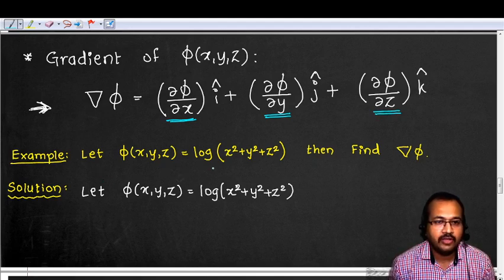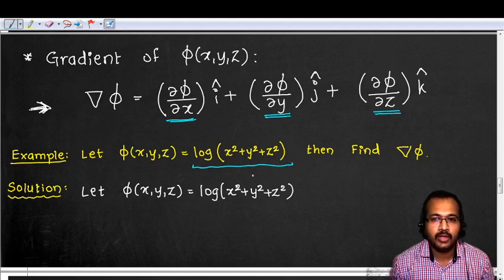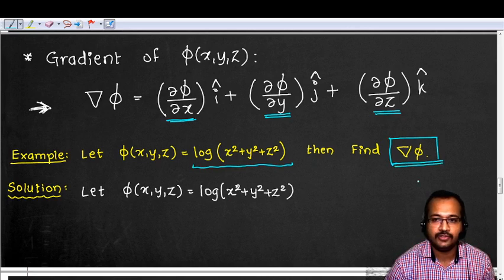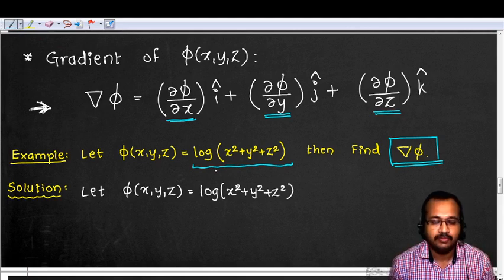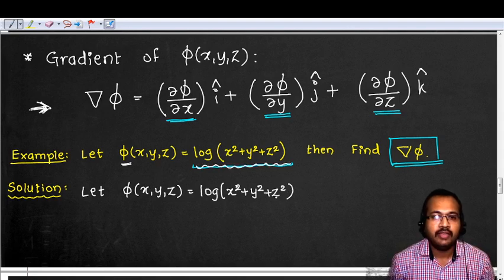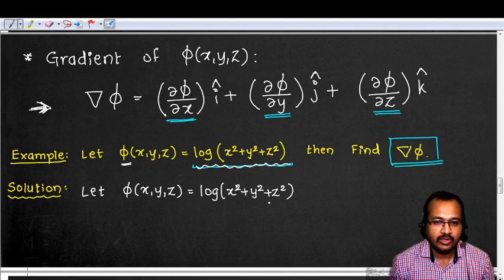Let phi is equal to log of x square plus y square plus z square. Then find the value for the gradient of the scalar function phi. So here we consider phi a scalar function because the value of the function phi depends upon a rule containing the variables x, y, z only. So there is no external factor. The value of phi depends upon the variable set x, y, z only.